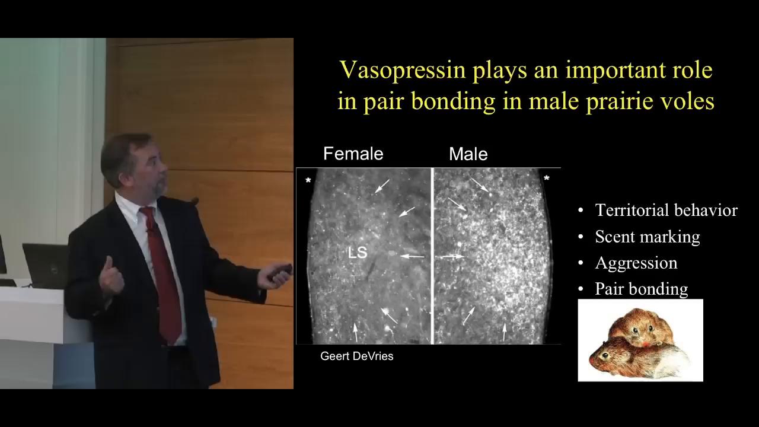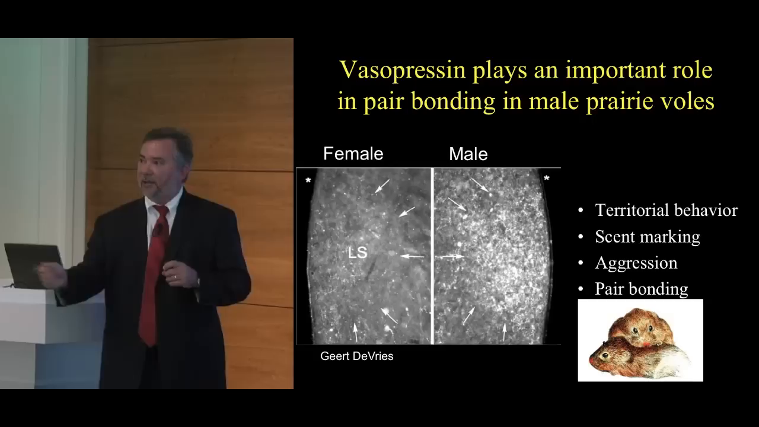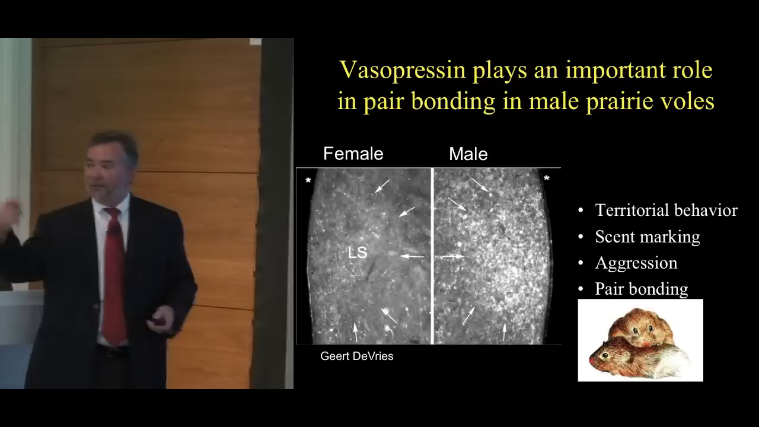And if you look at what vasopressin does in other species, it's involved in territorial behavior, aggression. You take a hamster, you inject vasopressin into the brain of a hamster, it immediately starts scent marking everything in its territory. It's a territorial, macho kind of behavioral regulator. But in prairie voles, it does induce that aggression, but it also stimulates the formation of that pair bond.